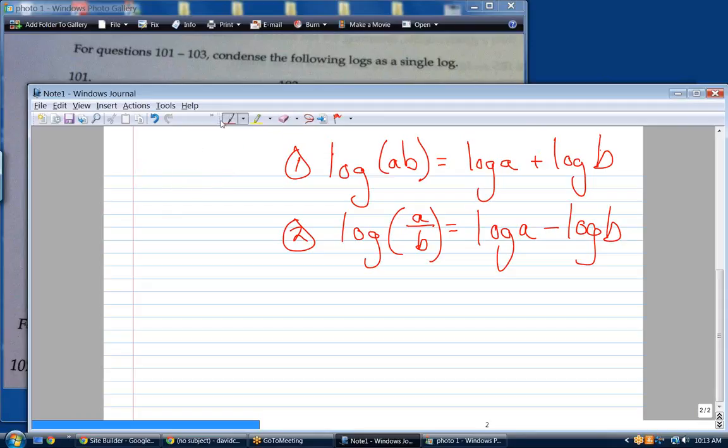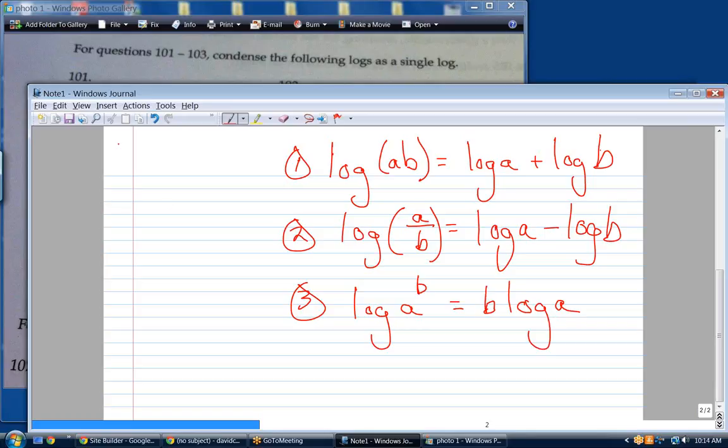Remember, logs are exponents. And the third most important rule is the log of A raised to the B power. This is exponentiation. Each of these was one level less mathematically. When we were multiplying, we added. When we are dividing, we subtract. And when we are exponentiating, we multiply. In other words, you can take that exponent and bring it right down.